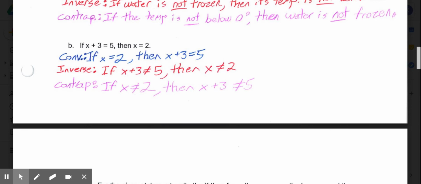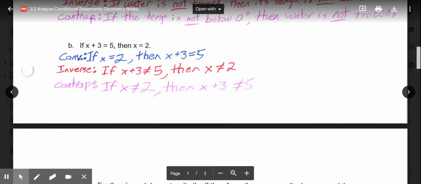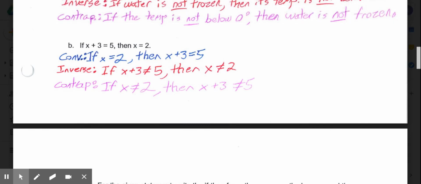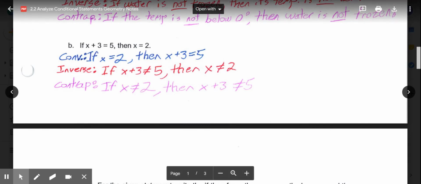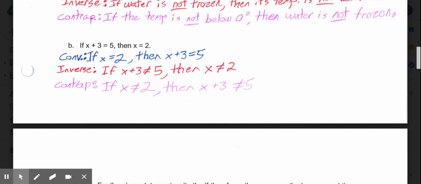The inverse is the original statement, but negated. So the way we negate the equal sign is turn it into a not equal. So if x plus 3 is not equal 5, then x is not equal 2. And the contrapositive is taking our converse and negating it. So if x is not equal 2, then x plus 3 is not equal 5.